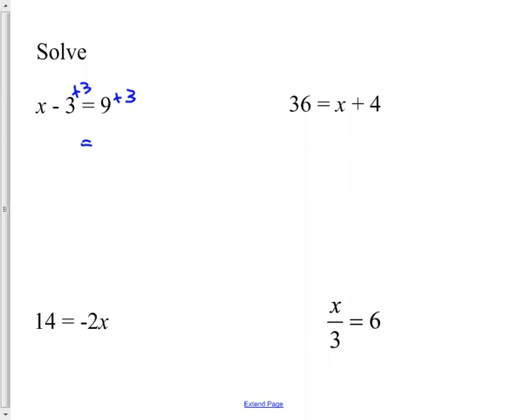What happens to this side? Well, minus 3 and plus 3 cancel out, and I just get an x. 9 plus 3 is 12. So that means x must be 12, which makes sense, because 12 minus 3 is 9.